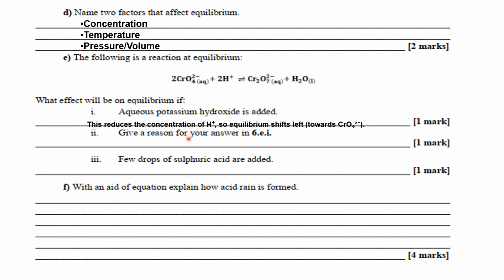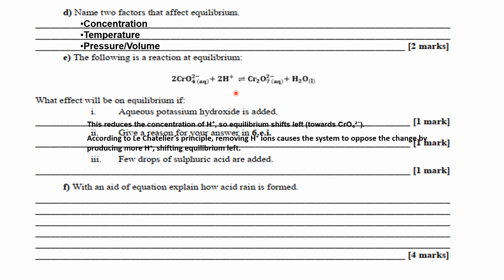it will reduce the concentration of the H, so the equilibrium is going to shift to the left, because the OH in the potassium hydroxide is going to react with the H, it will form water, more water. All right? So this will cause the reaction to shift to the left. So according to Le Chatelier's principle, removing hydrogen ions causes the system to oppose the change by producing more hydrogen ions, shifting the reaction to the left.